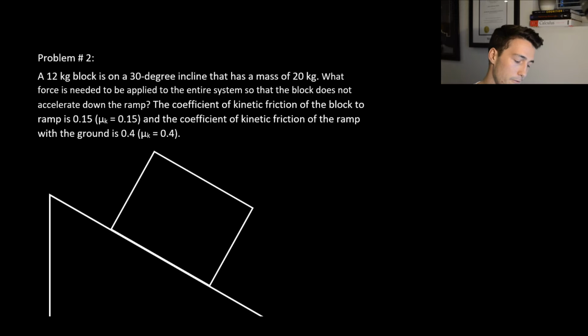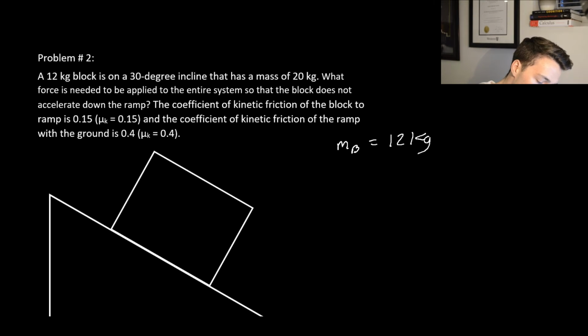The coefficient of kinetic friction of the block to the ramp is 0.15, and the coefficient of kinetic friction of the ramp with the ground is 0.4. So I'm going to write down all the things we know. So we have the mass of the block, that is 12 kilograms. We have the mass of the ramp, that is 20 kilograms. We have the coefficient of kinetic friction from the block to the ramp, so that's going to be BR, and that's going to be 0.15.